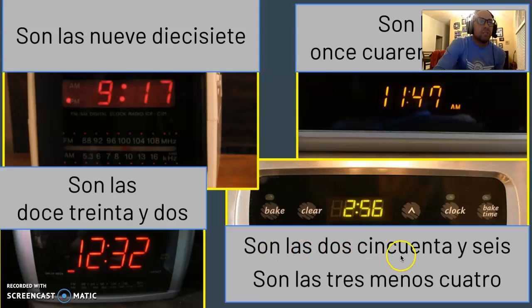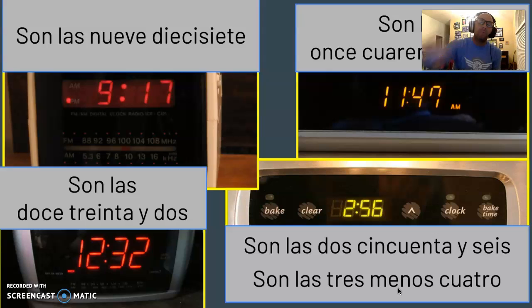Son las 2:56. It's 2:56. You can also say son las 3 menos 4. So it's 3 minus 4 minutes.